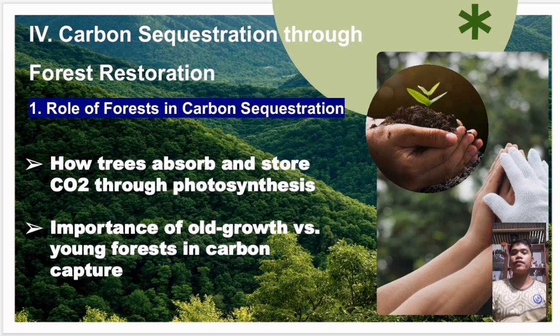Trees and plants store carbon in their trunks, branches, leaves, and roots. Litter and deadwood, fallen leaves, branches, and decomposing wood contribute to carbon storage. And soil organic carbon: dead plant material decomposes and becomes part of the soil, storing carbon over long periods.